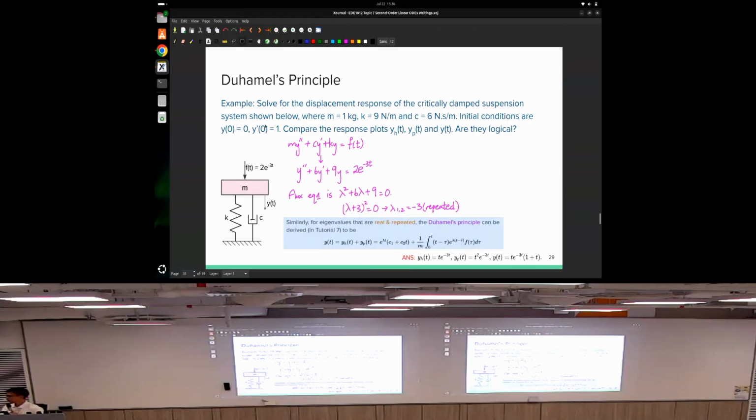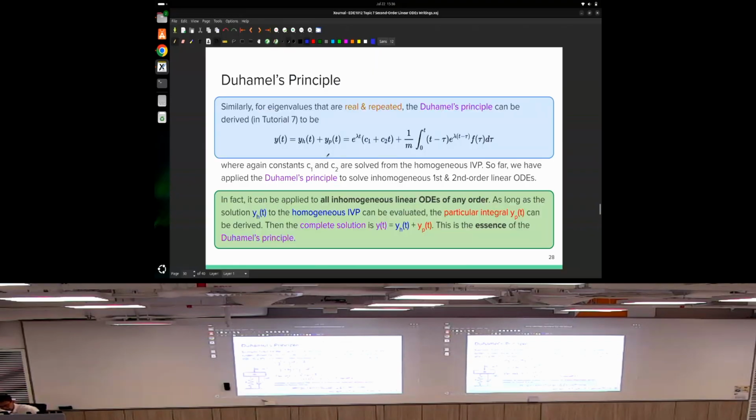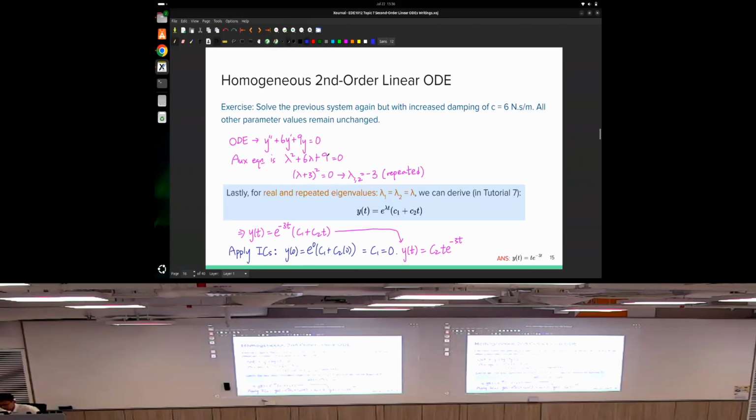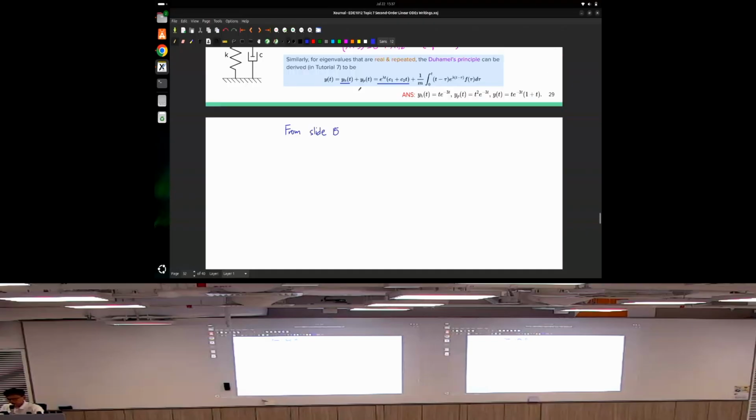If you look at the initial conditions, they are the same as previous, so no need to resolve. YH, straight away write down. Let's refer to the earlier slide where we solved this one. Slide 15. From slide 15, the homogeneous solution, just write down: YH of T is t e to the minus 3t.